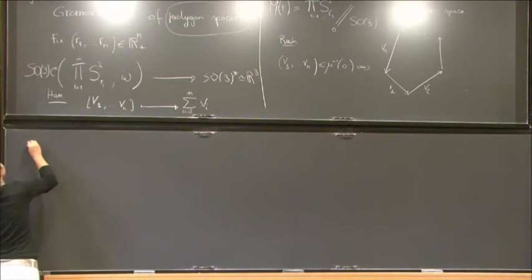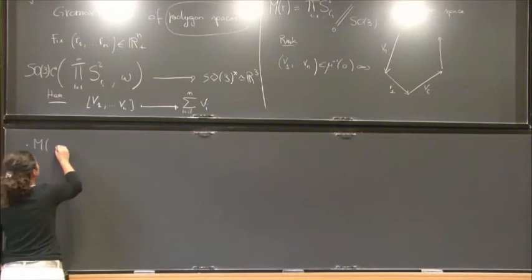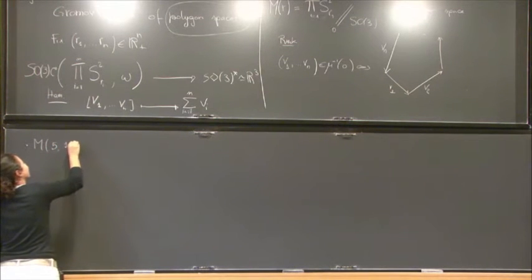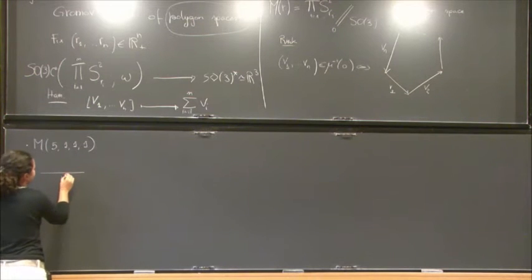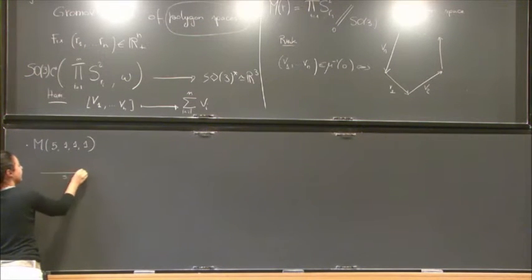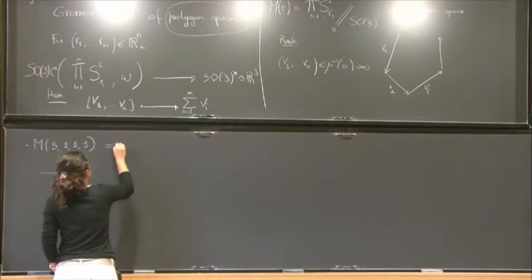So first, I like to do a numerical example. It's simple, but nevertheless nice. So let's do first something silly. This is, of course, an empty space because I have an edge which has length 5, and there is no chance that I'm going to close with the others. So this is empty.